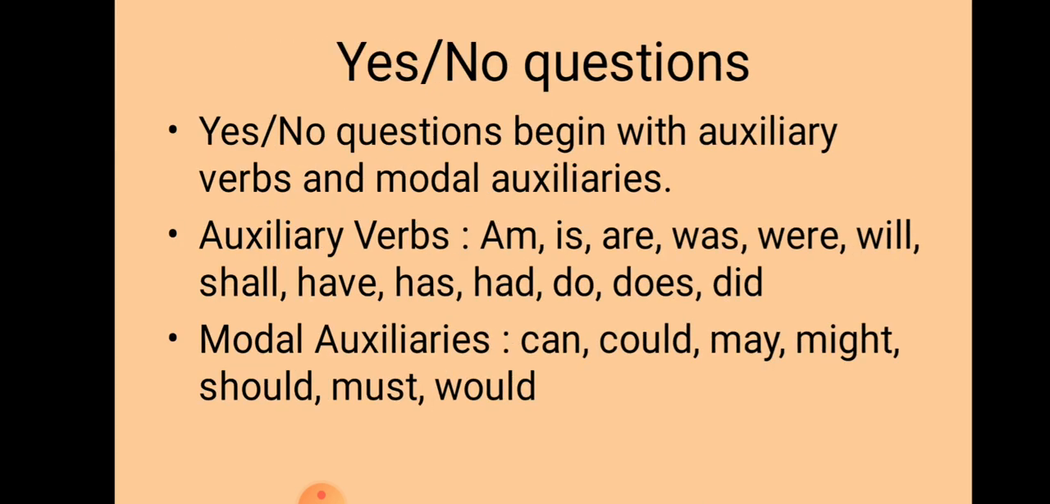Now another type of question is yes-no question. Yes-no questions begin with auxiliary verbs and modal auxiliaries. Auxiliary verb means helping verbs. They are linking verbs. So auxiliary verbs are am, is, are, was, were, will, shall, have, has, had, do, does, did. These are primary auxiliaries.